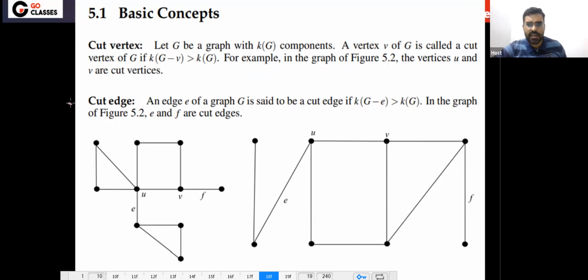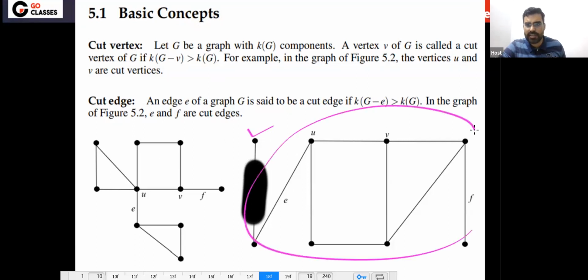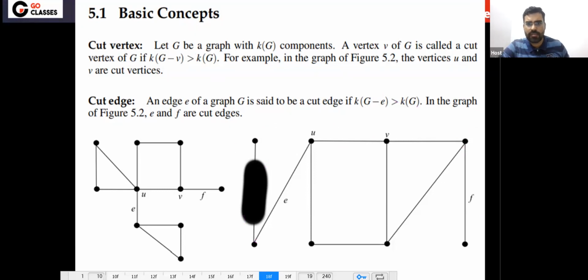Just read the definition. Similarly, you can define a cut edge. An edge is a cut edge if you remove it and the number of components increases. For example, is this edge a cut edge? Yes, this is a cut edge because the number of components will increase. This is another component, this is another component.